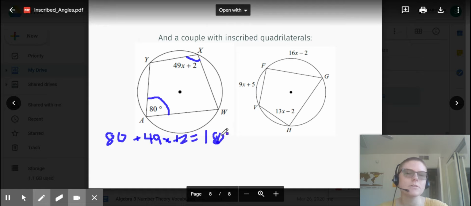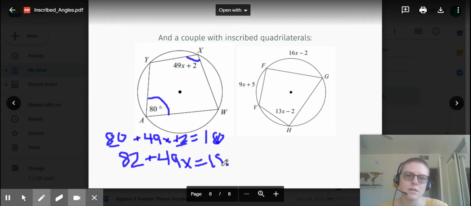Okay, and then we've got our 80 and our 2. That's 82 plus 49x is 180. Okay, we subtract out our added on piece, that 82. We minus it. Sorry, my handwriting is so bad, guys. It's really hard with the mouse. I'm trying. All right, then I'm going to bring it up here.